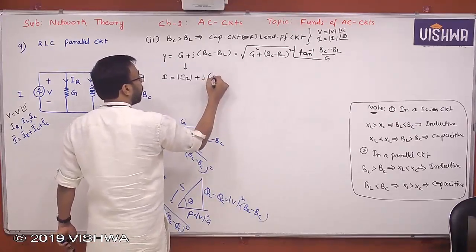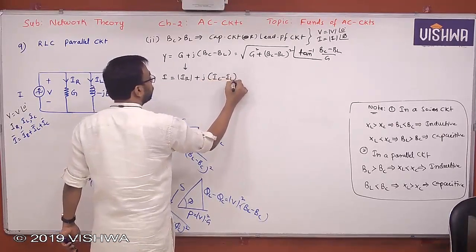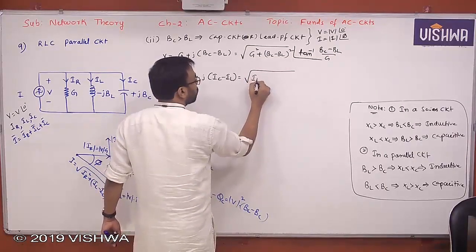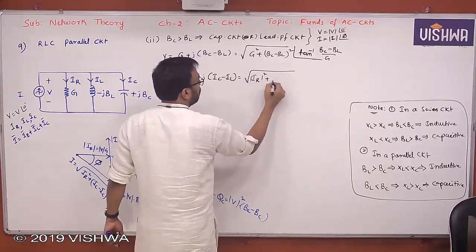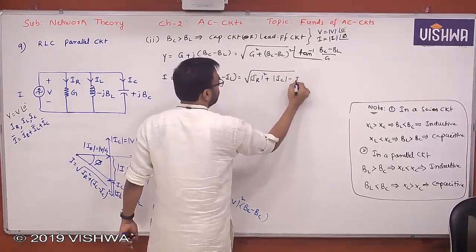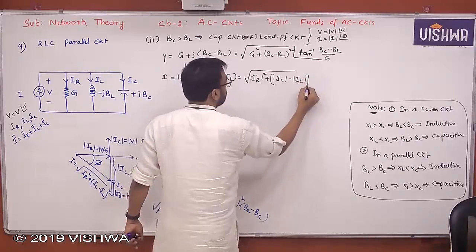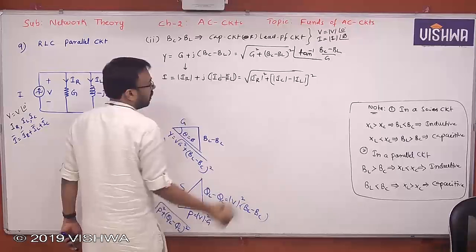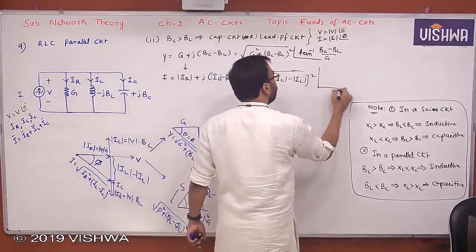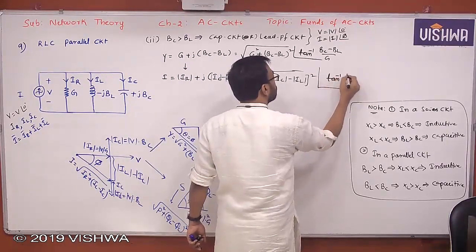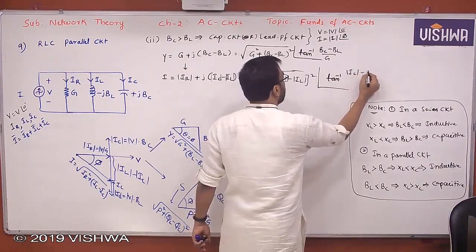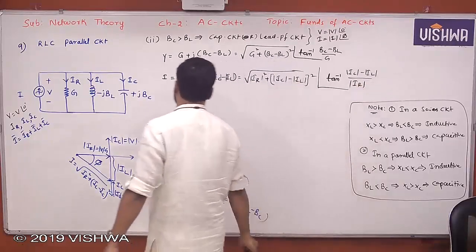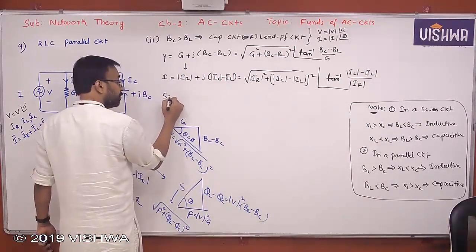J (IC minus IL). Root of IR square plus (IC minus IL) whole square. Here also these are all magnitudes only, okay? They're all magnitudes only. At an angle of tan inverse of (IC minus IL) by IR. That's it. S will also become V into I conjugate.